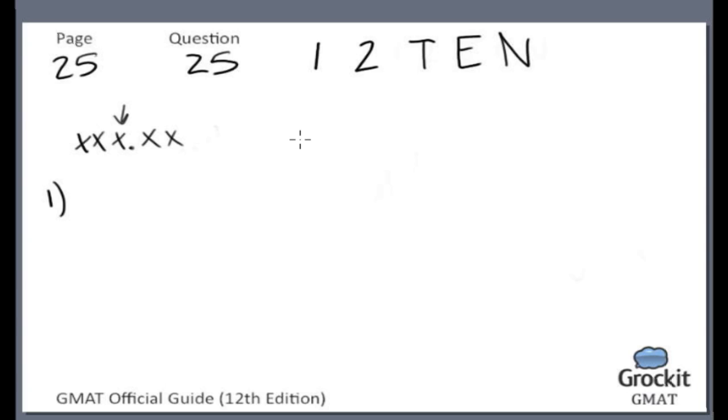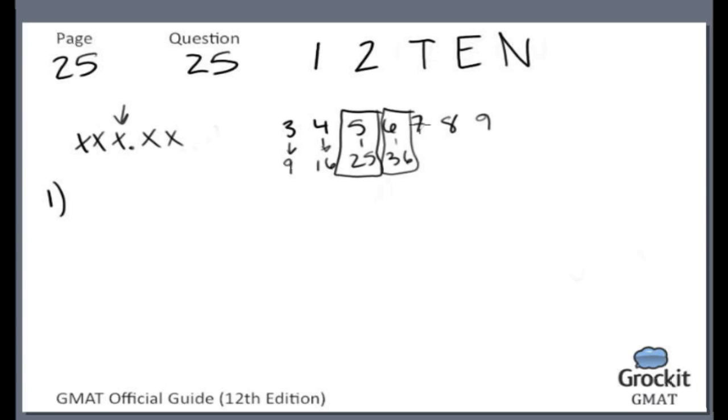We know from the original statement that the units digit of n is greater than 2, which means it needs to be 3, 4, 5, 6, 7, 8, or 9. Which of these is the same when squared? 3 squared is 9. 4 is 16. 5 is 25, that's a winner. 6 is 36. 7 is 49, 8 is 64, and 9 is 81. So statement 1 tells us that the units digit of n is either 5 or 6.